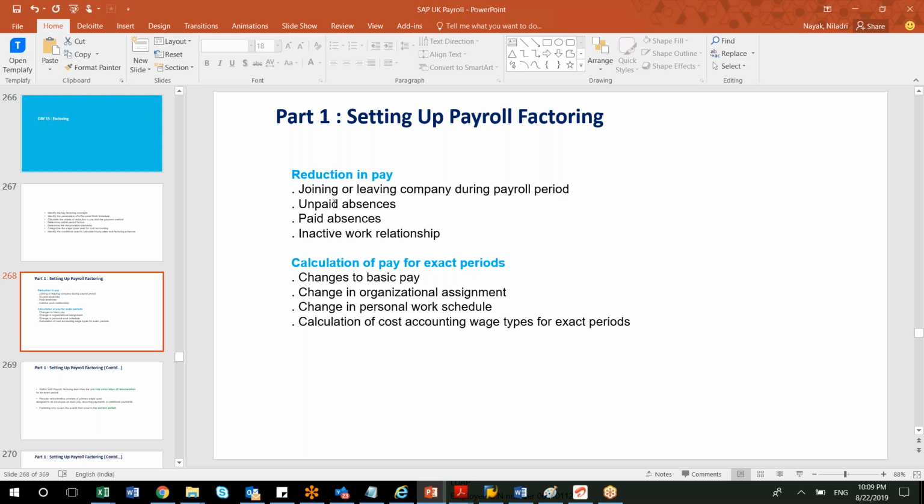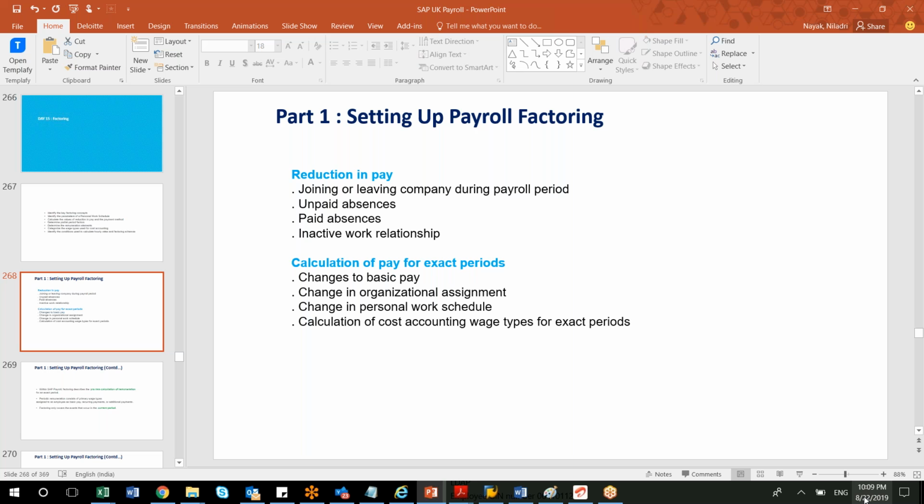If the person has worked from the 22nd of August to the 31st of August, the number of working days will be around 5 to 7. In that case, the partial period factor will be calculated in the system and multiplied by whatever basic salary the person deserves. So that is the concept of factoring in the scenario of reduction in pay in case of joining.